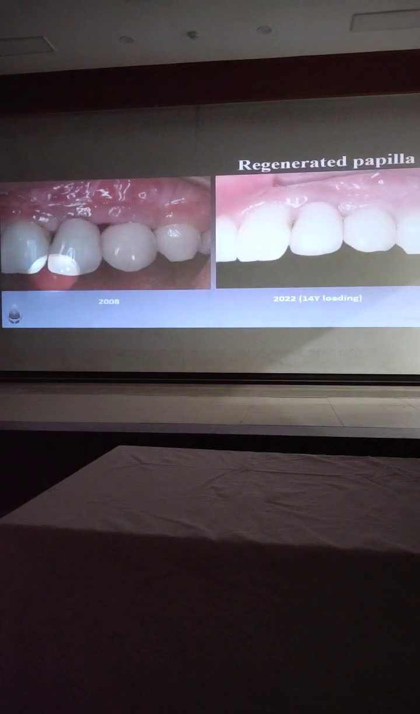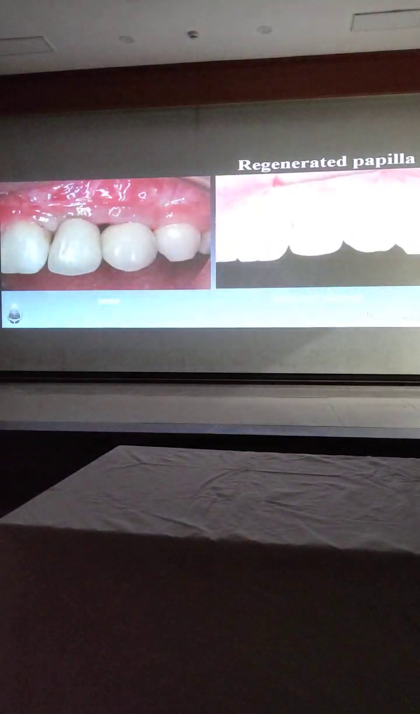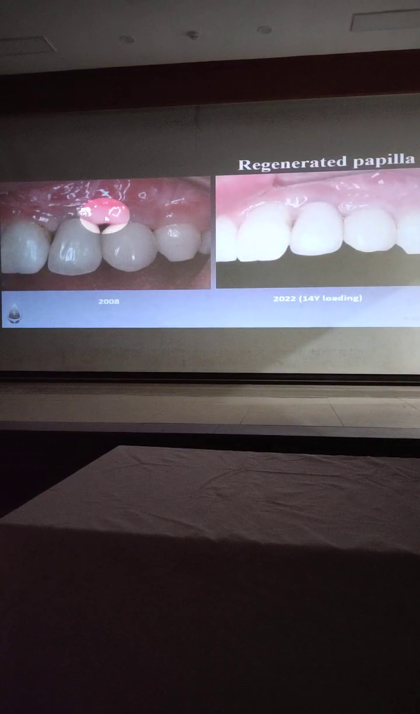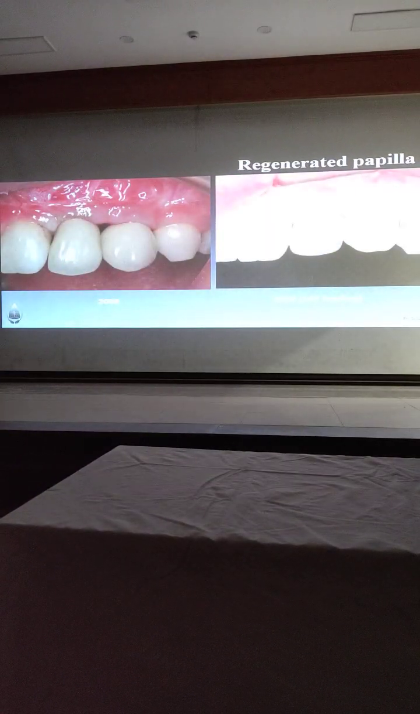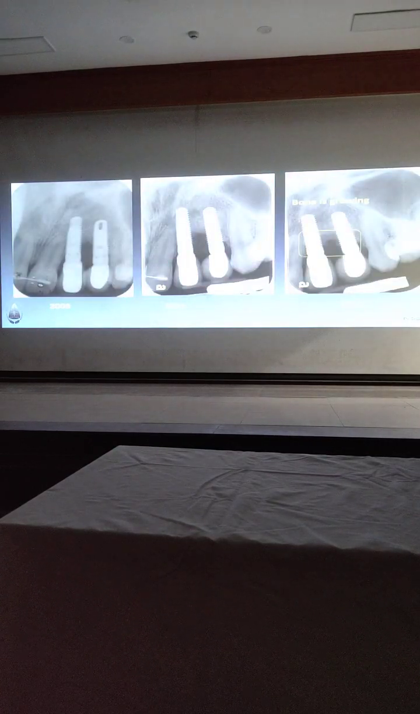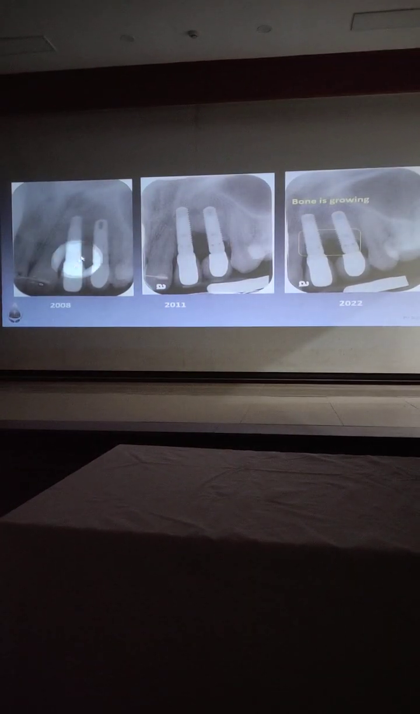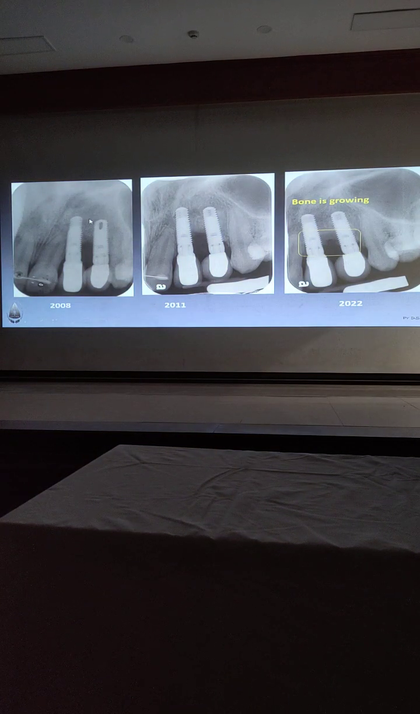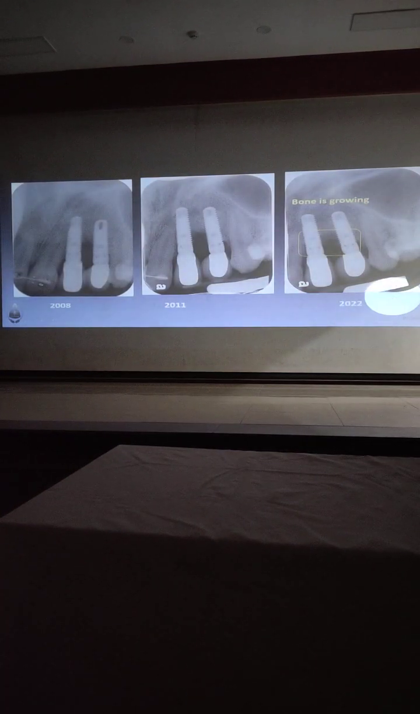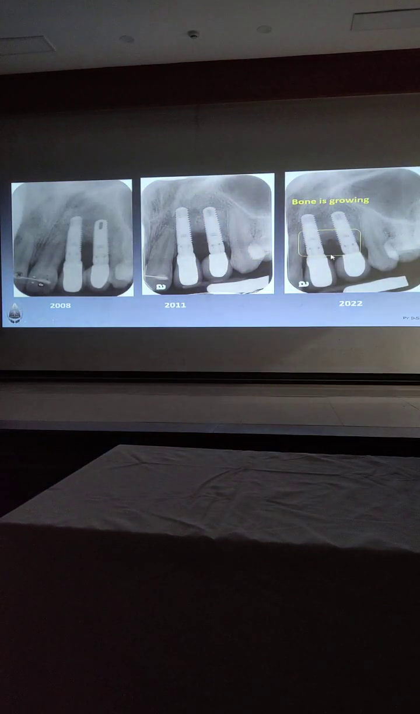This is the final restoration. This is the 14 years loading. Anyway, even though I lost the bone volume, I can get regenerated papilla between two anterior implants. It's very good. This is after delivery of final restoration. This is the year's loading. This is the 14 years loading. Now you can see the bone is growing. But this is not perfect.